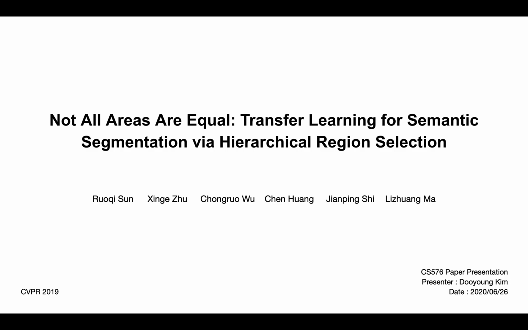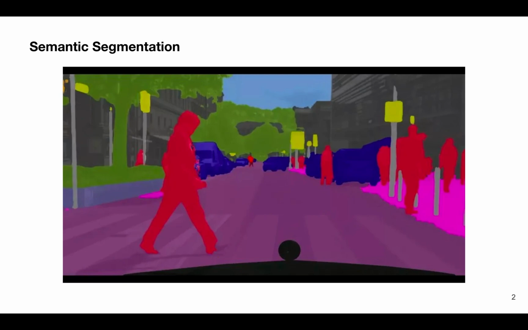The title of the paper that I'm going to review is Not All Areas Are Equal: Transfer Learning for Semantic Segmentation via Hierarchical Reason Selection. Now I'm going to start. As you can imagine from the title of this paper, this is about improving semantic segmentation accuracy.